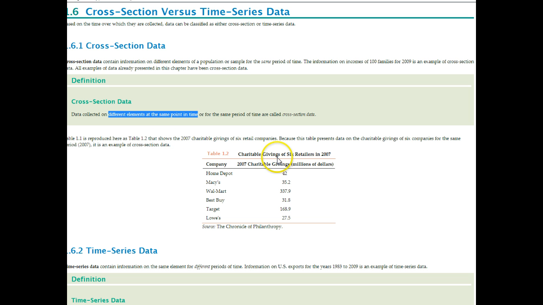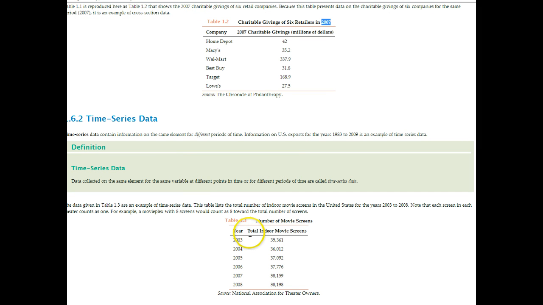Here's an example. Charitable givings of 6 retailers in 2007. These retailers, big stores, gave to charity, and this was all in one time frame. We're not distinguishing that this one did it at one time and another at another time. We're just looking at it at this time. So we get this data. What type of data would this be called? Cross-section.